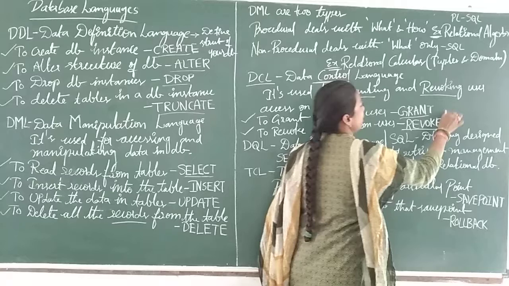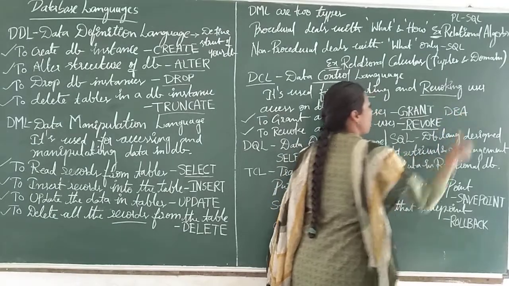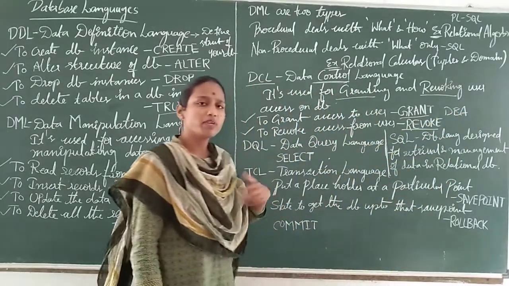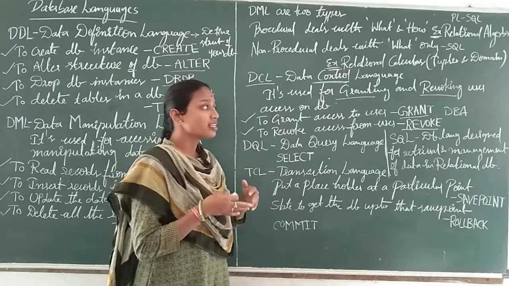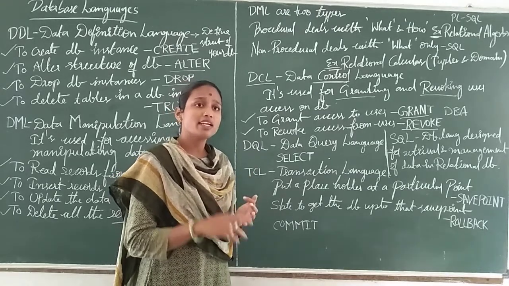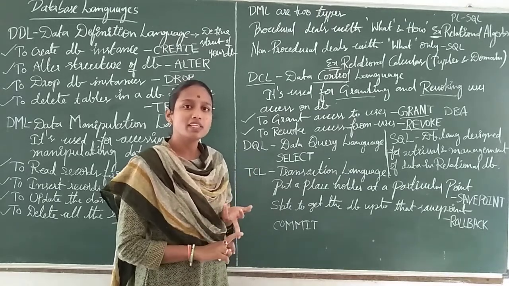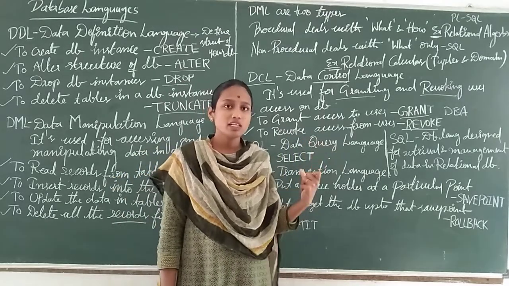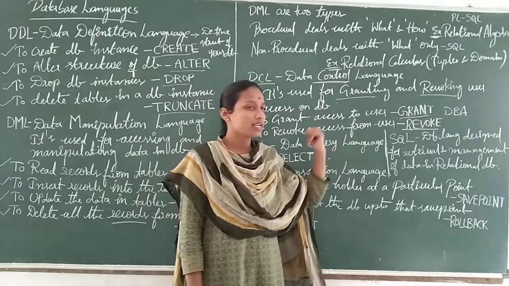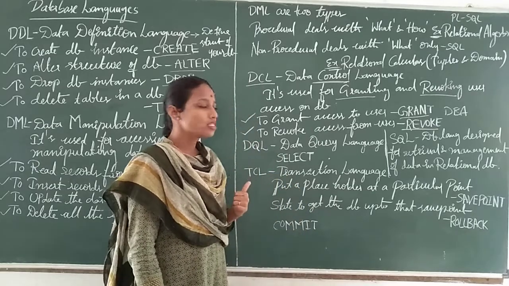For example, the DBA, the database administrator, has a user ID and password. The database administrator can easily access, retrieve and manipulate the data. The DBA has authorization and authentication, so can easily access the data in the database system.